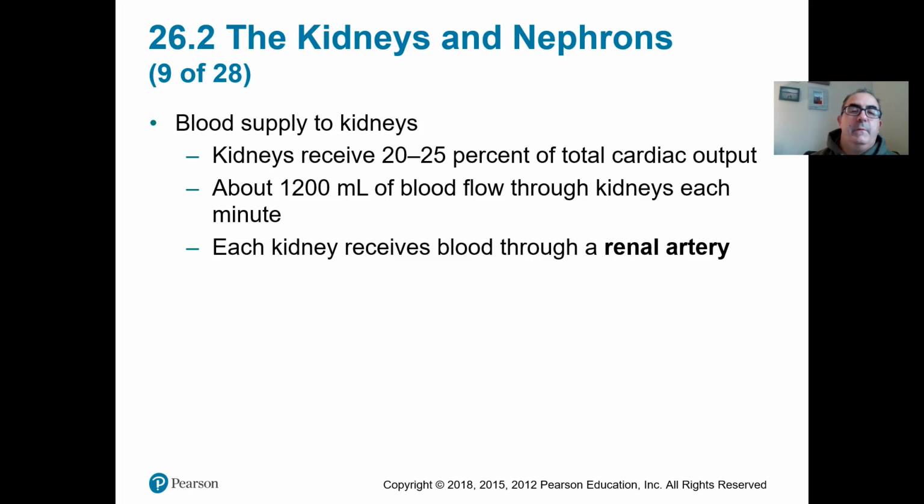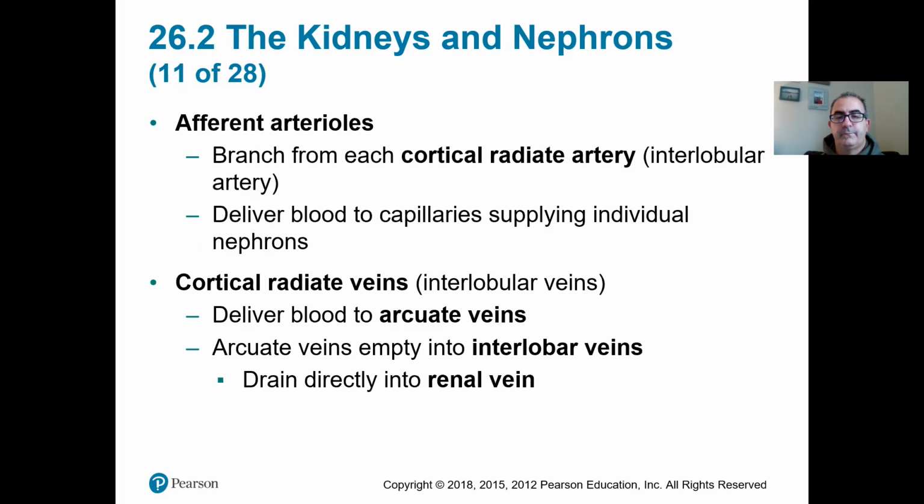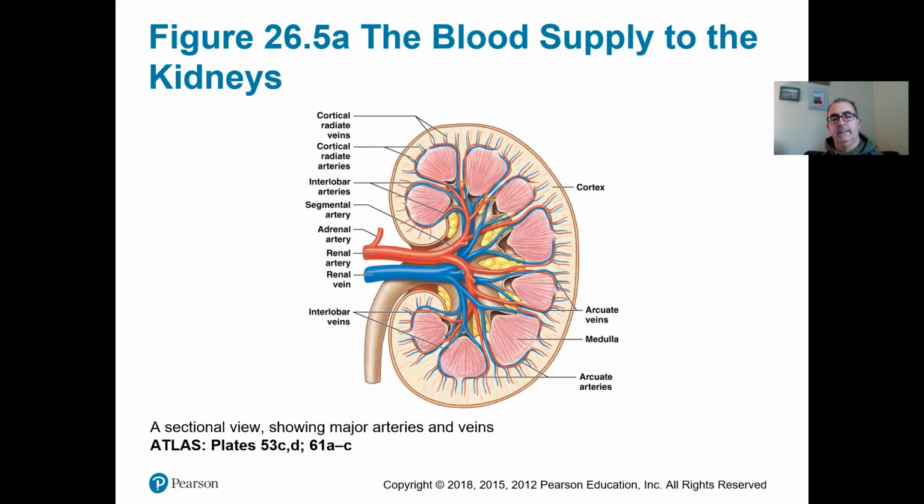So the kidneys receive about a fourth of your total cardiac output. Every time your heart beats, about a fourth of that blood goes to your kidneys. And the blood gets there through a renal artery. And so this is the blood flow, which is going to coincide with what I just talked about, the flow of the waste products. So bear with me for a couple minutes on this.